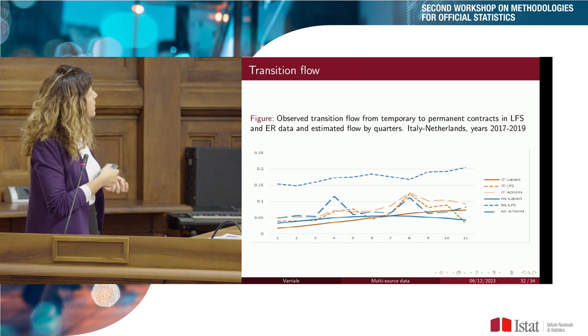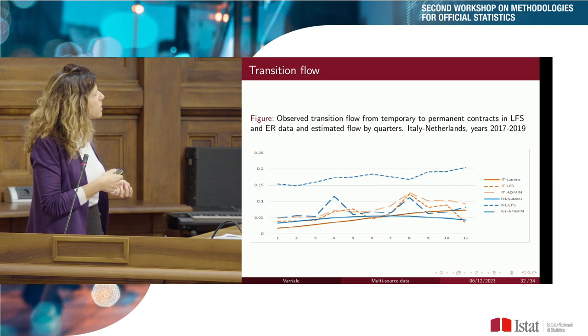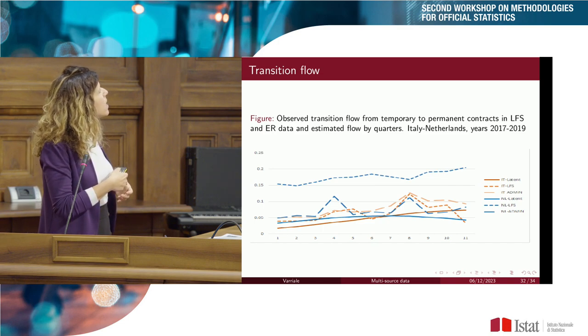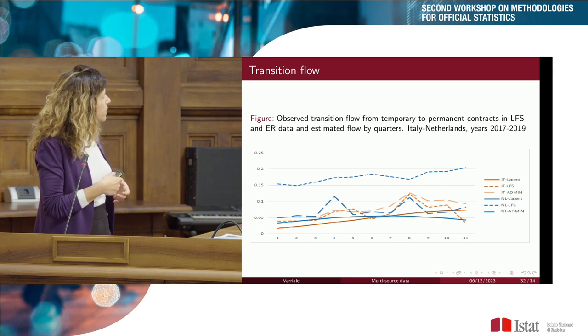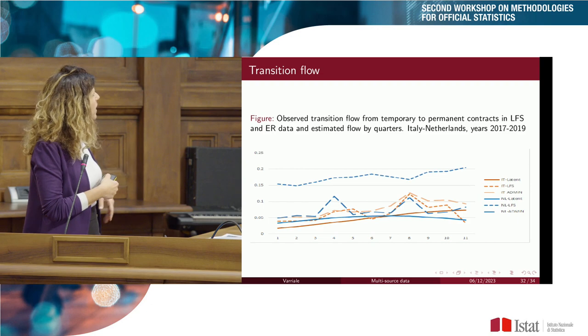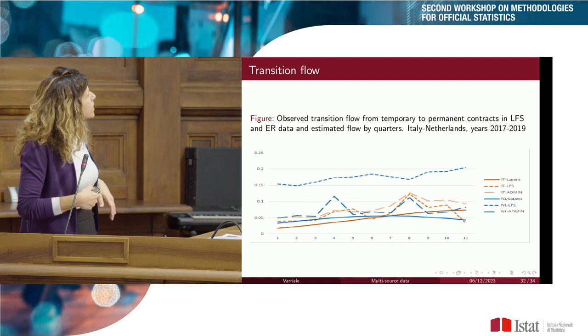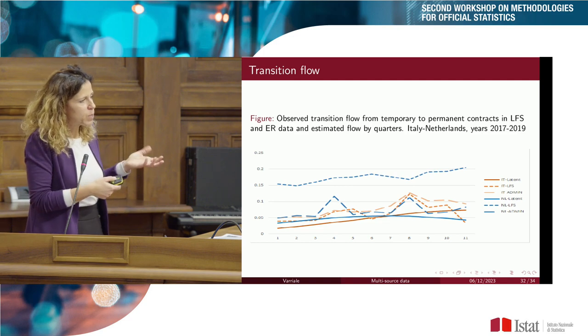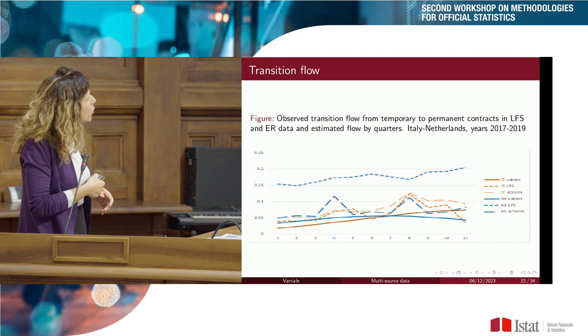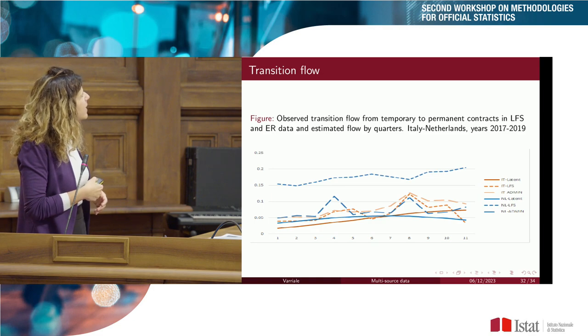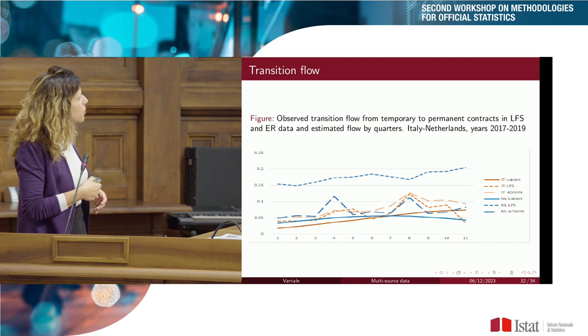And these are the observed transition flows from temporary to permanent contracts, both in labor force survey and employment register data, and the one estimated by quarters in Italy and the Netherlands from the model. So the straight line is the one estimated through the model. Of course, it is smooth because it's a quadratic model of the probability of transition rate. And here you see in blue the Netherlands. You see the same behavior as we had before, of course, of the transition probabilities. And in Italy, you see that the overlap was much higher compared to the Netherlands.